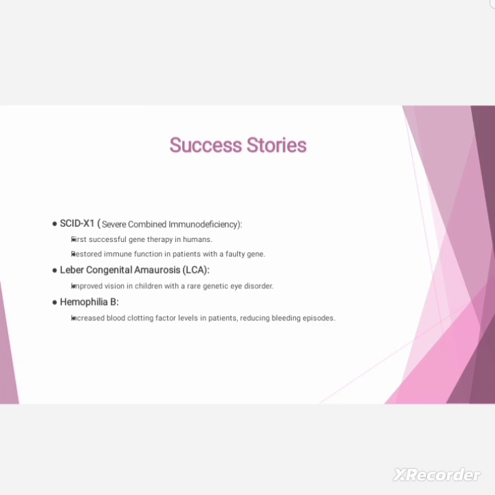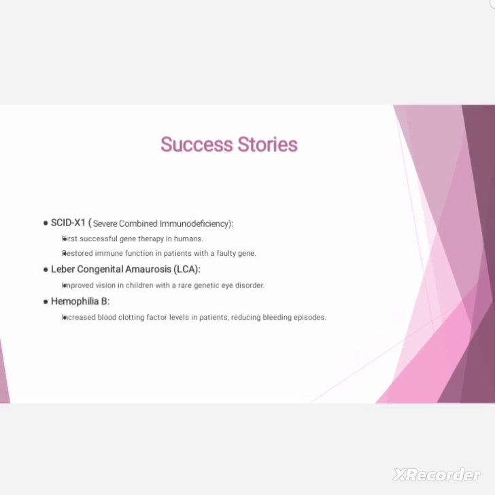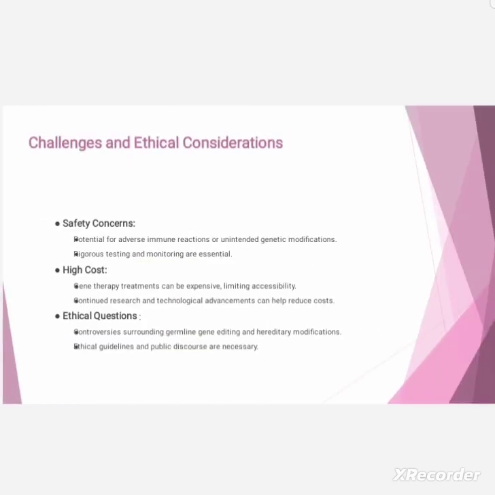Now, success stories. There are a lot of successes achieved with the help of gene therapy. Severe combined immunodeficiency: the first successful gene therapy in humans restored immune function in patients with a faulty gene. Leber congenital amaurosis: improved vision in children with a rare genetic eye disorder. Hemophilia B: increased blood clotting factor levels in patients, reducing bleeding episodes.